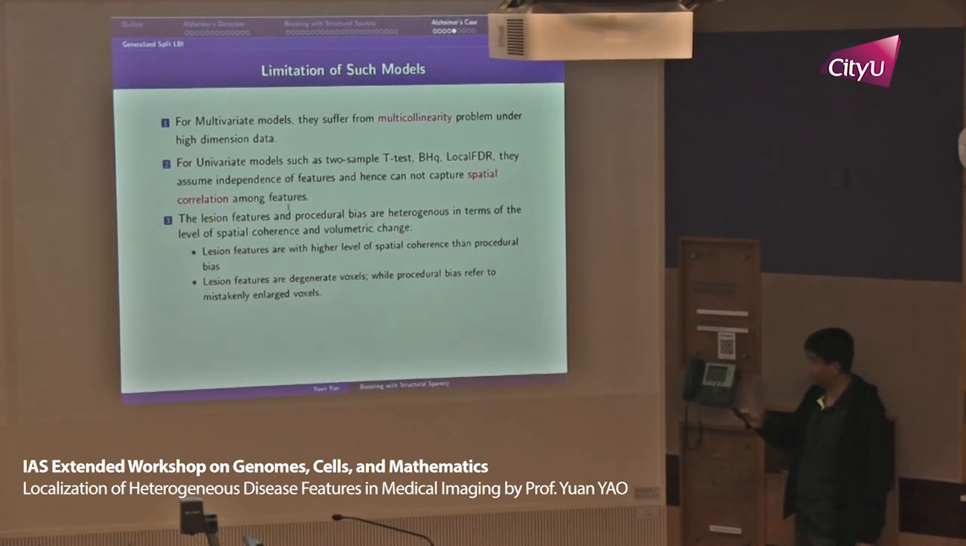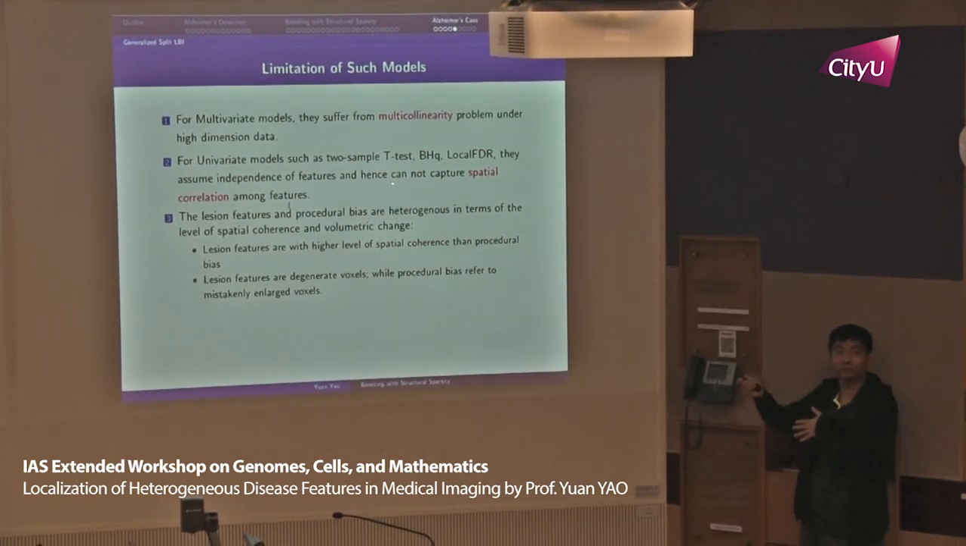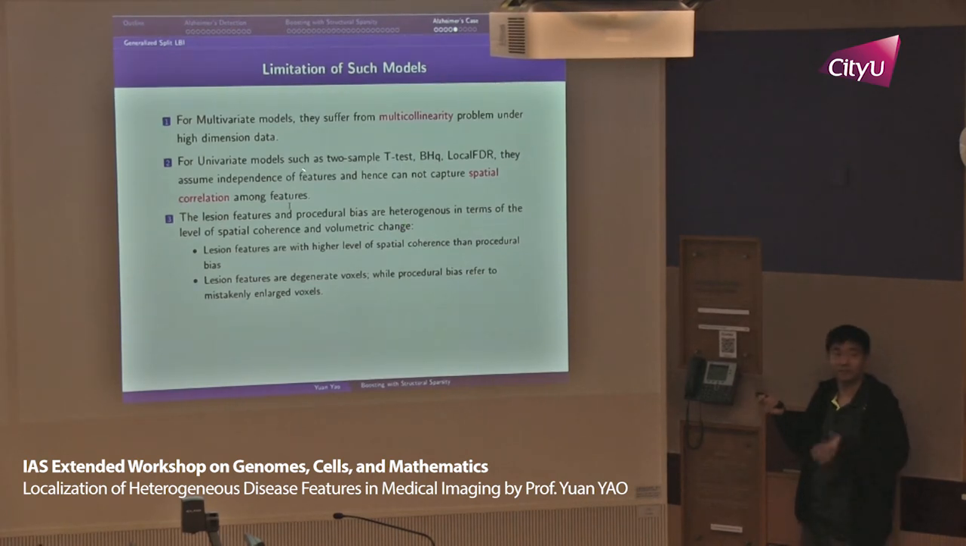But before finishing this talk, I would like to comment on the limitations of such models, although they look very good. Everything we adopt is a multivariate model, and multivariate models suffer from the multicollinearity problem in high-dimensional data. In fact, if we reduce the voxel size from 8 by 8 by 8 millimeters to a much smaller one, like 2 by 2 by 2, you might expect that increasing the resolution would give better results. However, unfortunately, the performance drops. This is because of multicollinearity: there are highly correlated columns in the design matrix. Any multivariate model suffers from that.